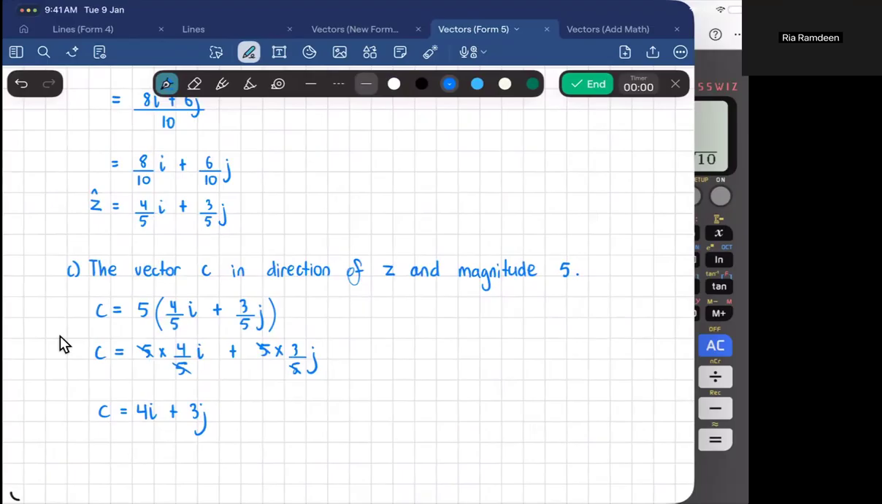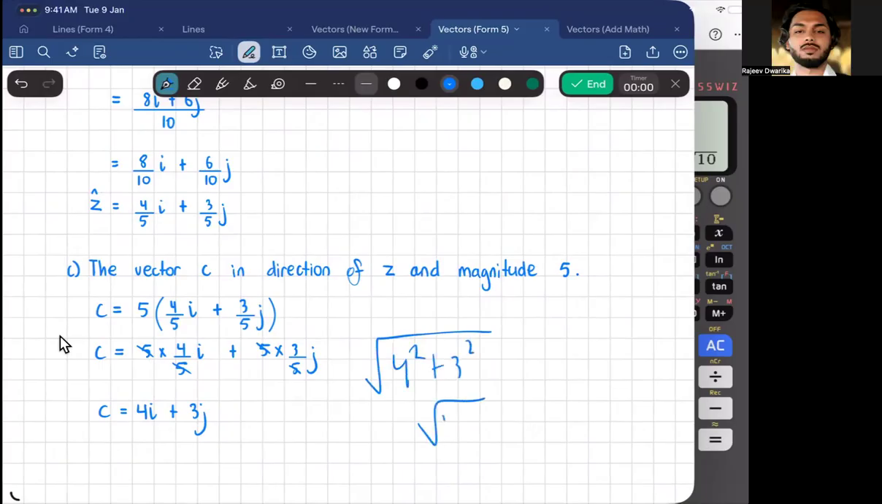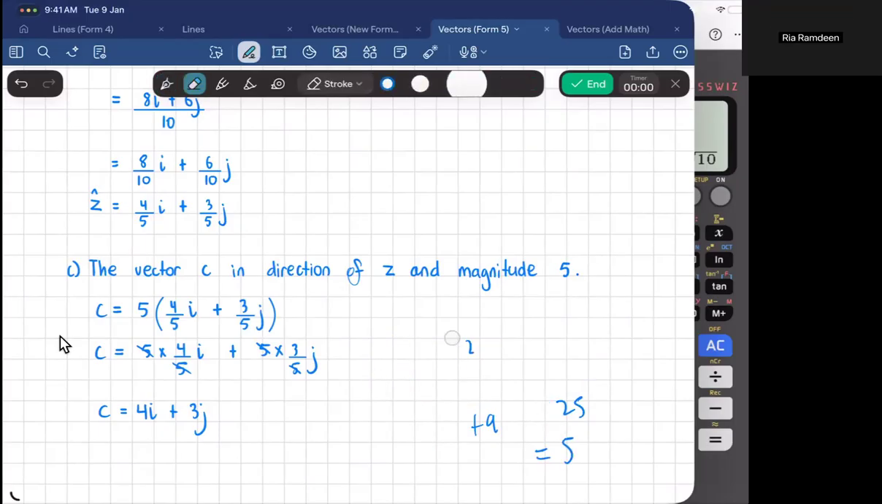Yeah. And if I find the magnitude of this, what am I supposed to get? 5. Let's see. 4 squared plus 3 squared. 4 squared is 16. 3 squared is 9. What's 16 plus 9? 25. What's the square root of 25? 5. We are 100% correct.